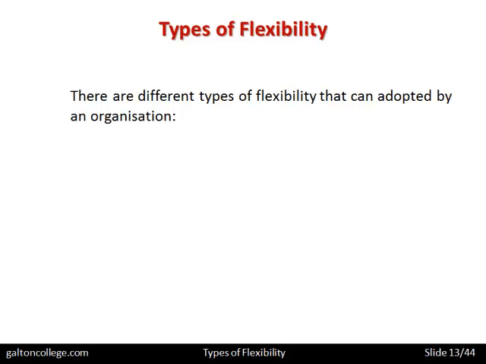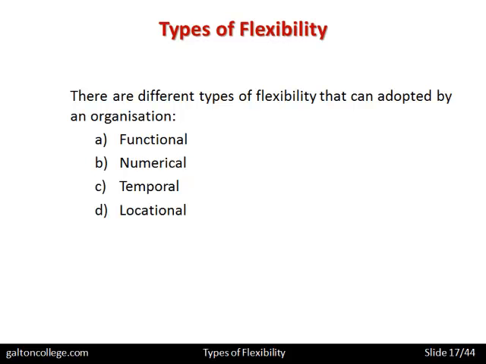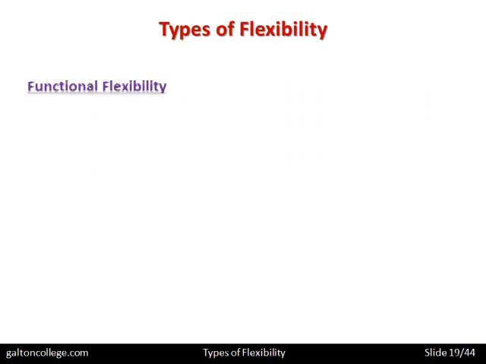There are different types of flexibility that can be adopted by an organisation. These are functional, numerical, temporal, locational, and financial. And we'll look at these briefly in the coming slides. But there are different types of approach to flexibility that organisations may take. We'll look at these, as I said. So we'll start with functional.